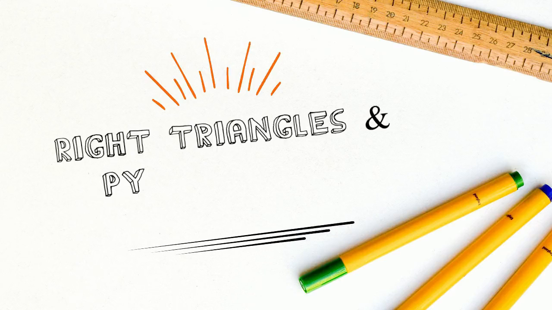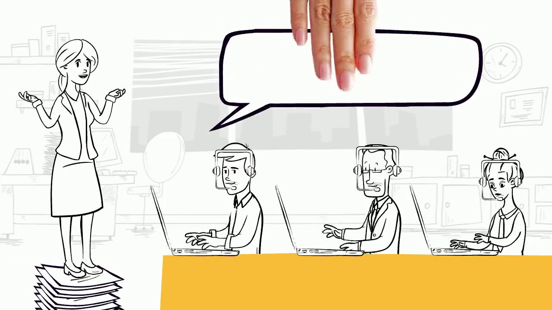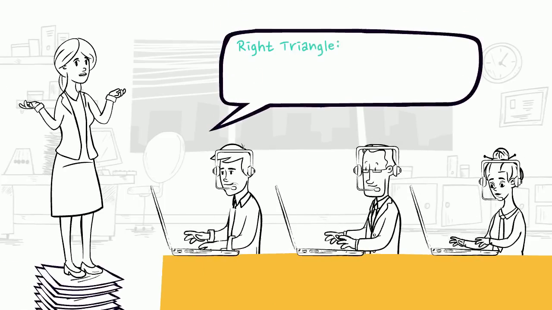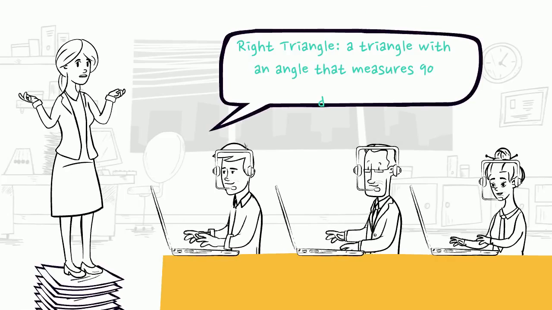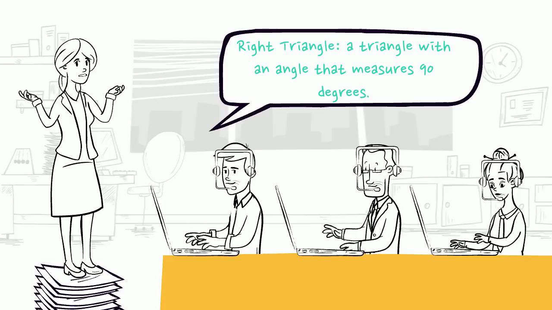Right triangles and Pythagorean theorem. We're going to learn about what a right triangle is. A triangle with an angle that measures 90 degrees is considered a right triangle.